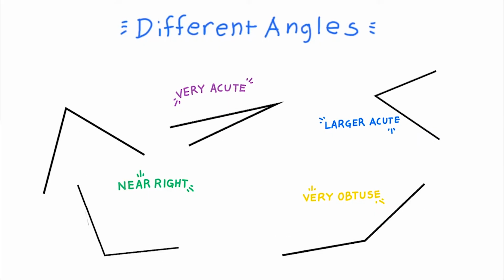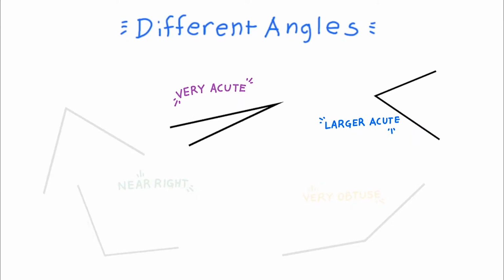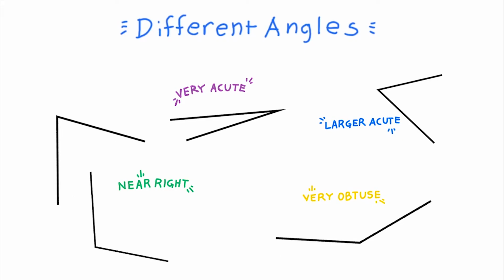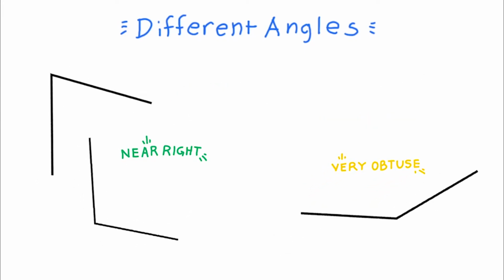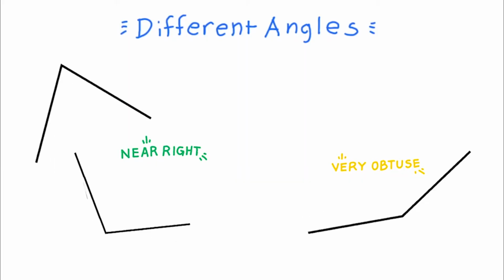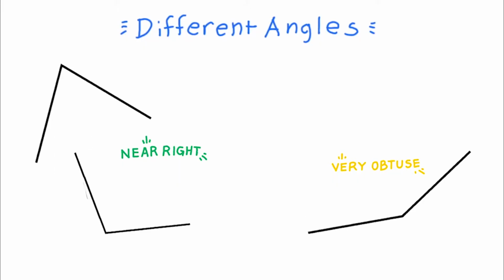In our last video, we went over how to visualize and compare very acute angles and larger acute angles. So in this video, we're going to take a closer look at near right angles and very obtuse angles. These two groups include all of the largest angles that you'll see on your DAT.